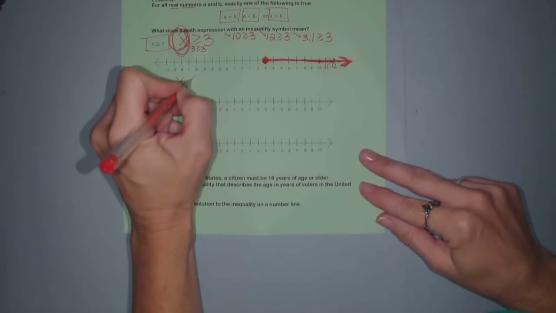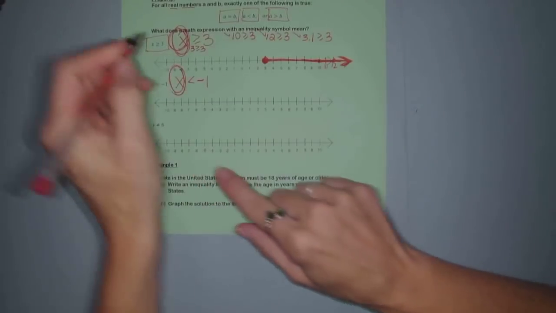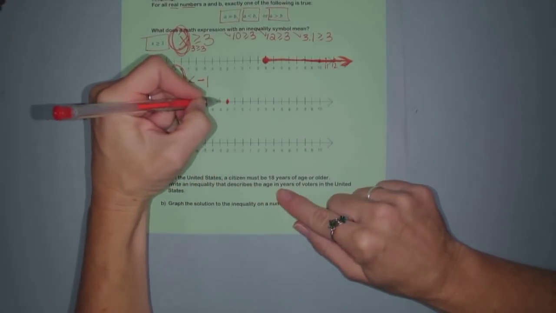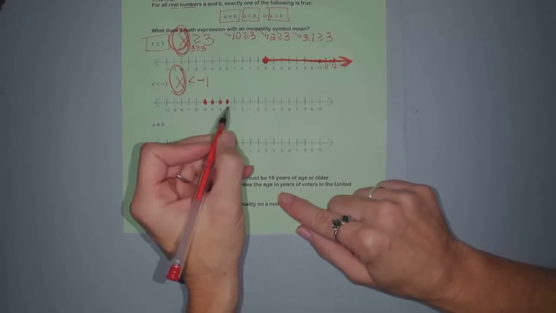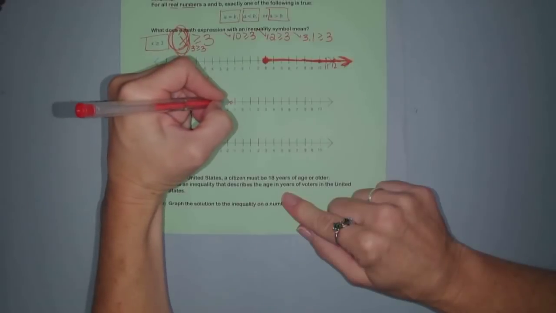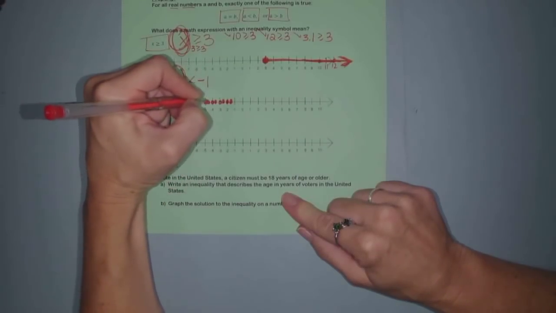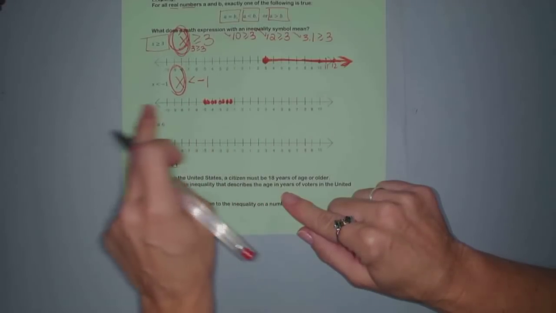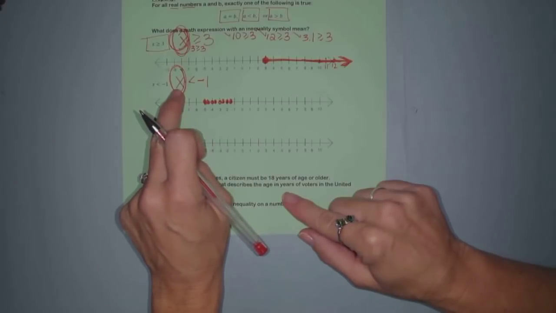All numbers, x, all numbers, less than -1. Well, there's a ton of numbers less than -1, like -2, -3, -4, -5, -1.5, -2.5, -3.5, and so on. There's tons of them. They're all this way, less than -1, but not -1.